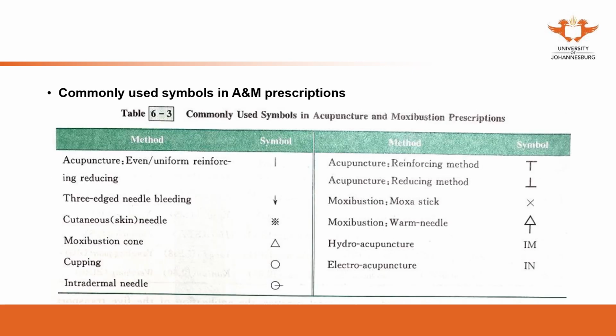In acupuncture and moxibustion prescriptions, very commonly you will see some symbols. What do they mean? These symbols indicate the technique that we apply on this patient or on these points. So you need to be familiar with these symbols. For moxibustion with the moxa stick, sometimes we use a cross. Sometimes we also use a long rectangle, which you can write right behind the points. For cupping, you draw a circle.